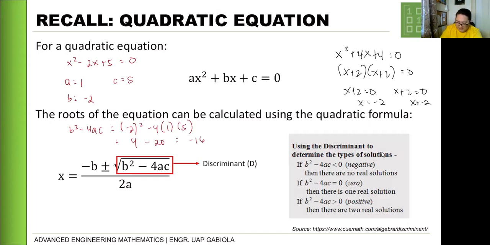And pag chinek natin, nasa loob yan ng square root, no? Na yan, hindi natin siya masasolve. Kahit itry nyo sa calcu ngayon, kung hindi naka-complex yung system natin, math error ang lalabas, no? Ayan, math error yung lumalabas. Okay? So kahit ipakita natin sa calcu natin sa screen.